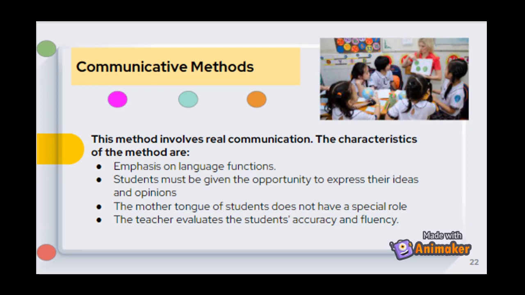7. The mother tongue of students doesn't have a special role. And the last characteristic is the teacher evaluates the student's accuracy and fluency.